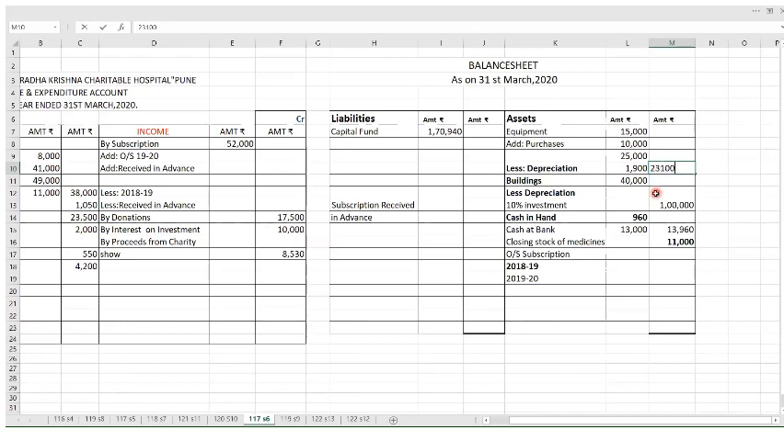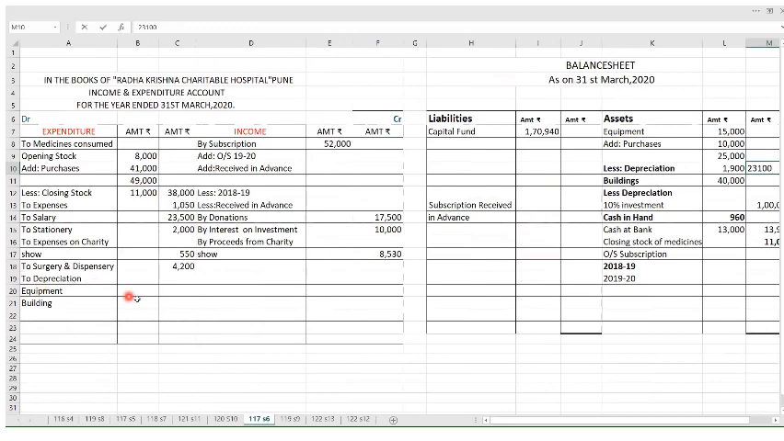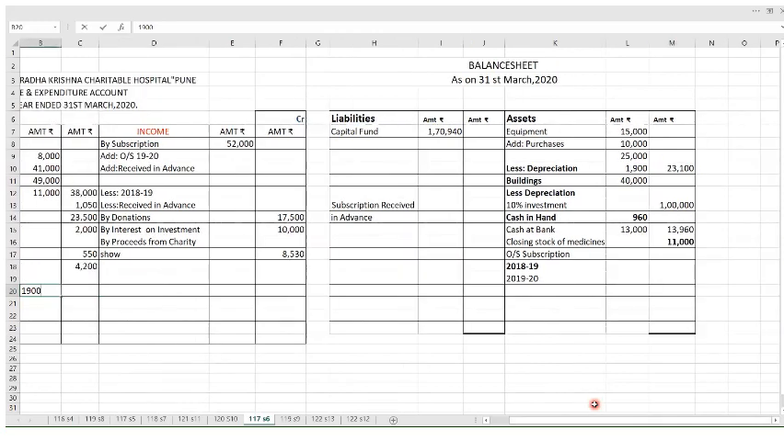Then the next, we're going to give that effect on the debit side of income and expenditure. Here we're going to write down depreciation, equipments 1,900. Then the building, the depreciation amount is 1,500. So we have to deduct the amount of depreciation from building. The amount will be 38,500. We're going to give the second effect on income and expenditure debit side.